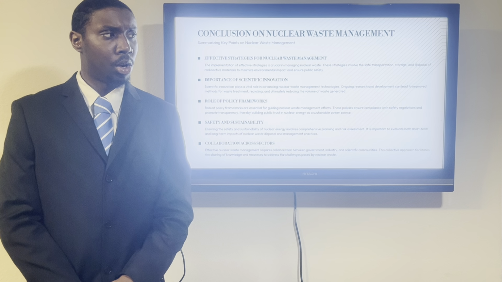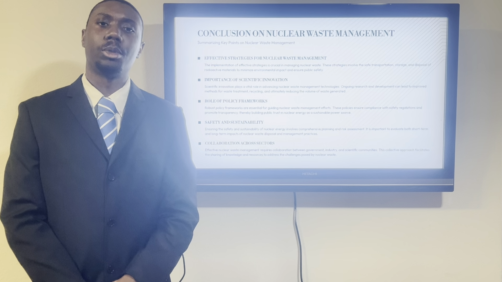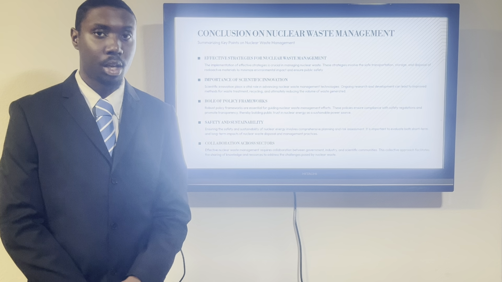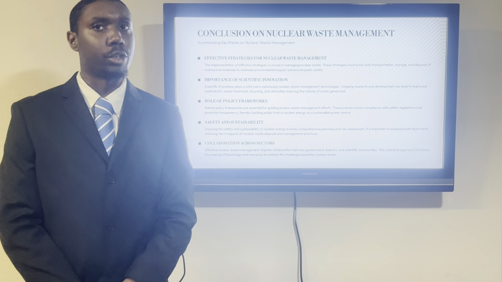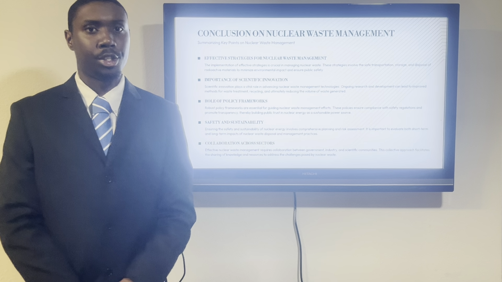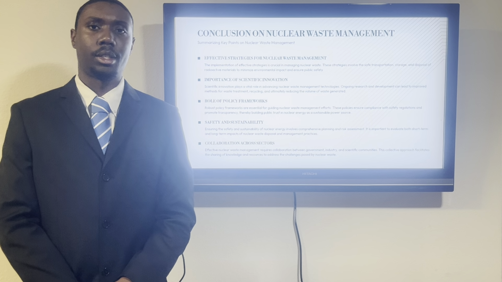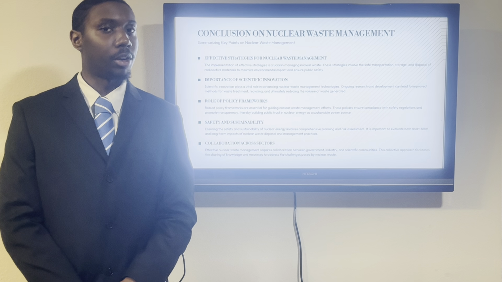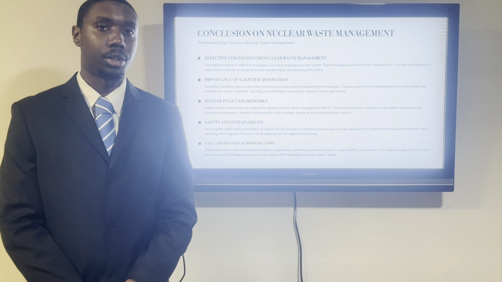Ultimately, the safe and responsible management of nuclear waste is not just a matter of regulatory compliance, but a moral responsibility. By embracing technological innovations, rigorous safety practices, and ongoing research, we can mitigate the risks to build a very safe, cleaner future for generations to come.